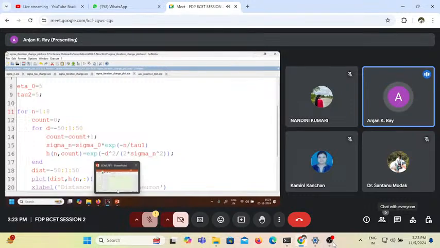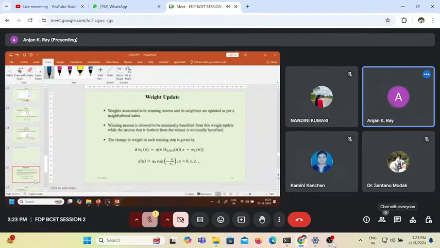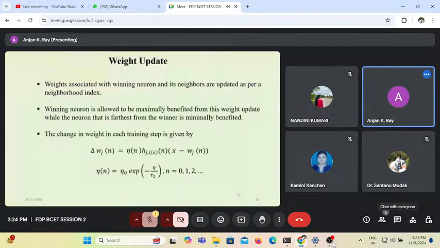Now, coming back to our presentation, we have already covered two parts, competition and cooperation, and now weight update. Weights associated with the winner neuron and its neighbors are updated as per the neighborhood index that we discussed right now. Also, we introduced a learning rate, and we consider this learning rate as per an exponentially decaying function.